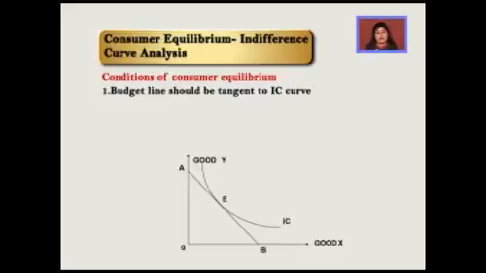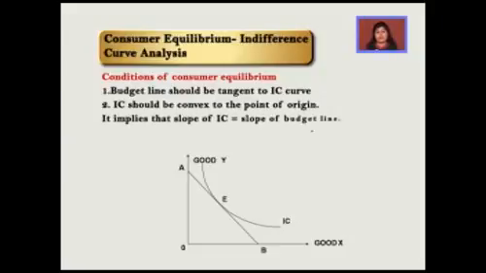There will be certain preference curves or indifference curves which will lie above my budget line. That I can't afford. So I would not like to take them also. But there will be one curve and one combination which will be tangent to my budget line. And that is where my equilibrium would be according to the indifference curve analysis. This is the point where budget line will be tangent to the indifference curve, and at that point, indifference curve should be convex to the point of origin.